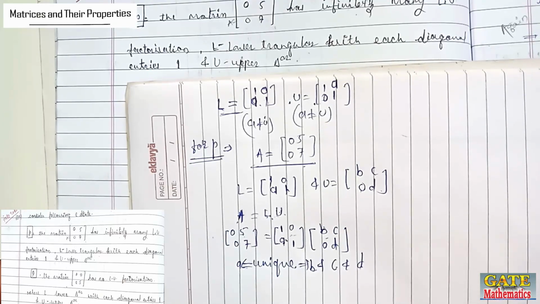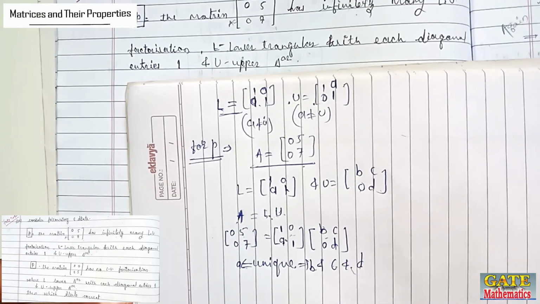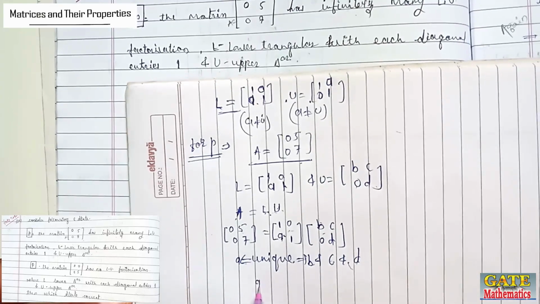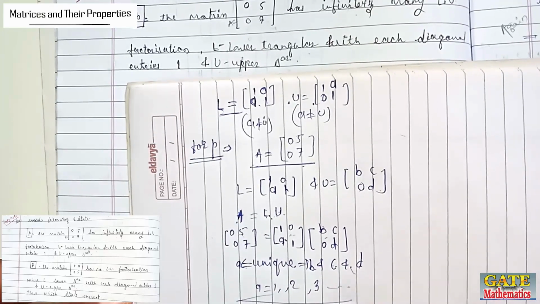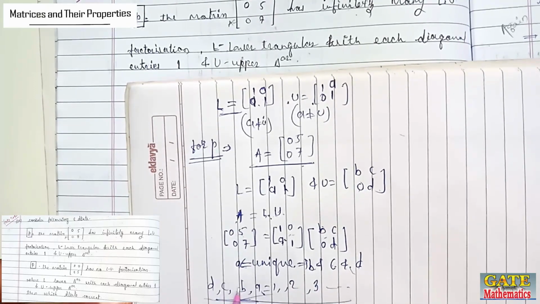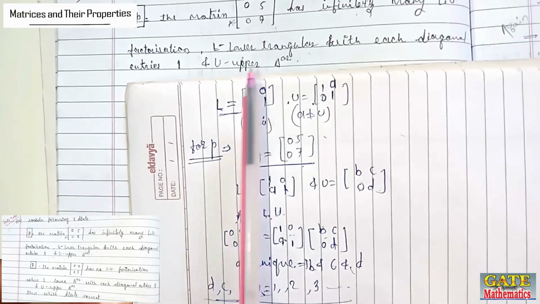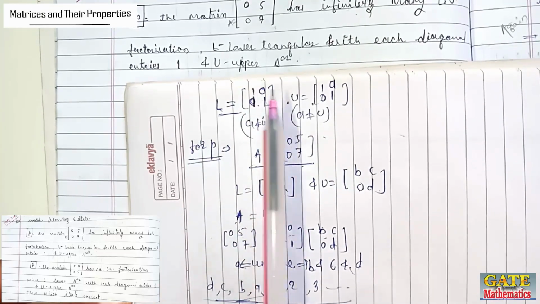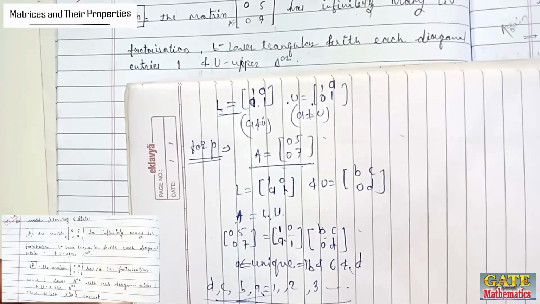Or a unique decomposition. But if any one of the values like a, b, c, d can take more than n values, so if the value for a can be 1, 2, 3 and so on, infinitely many values for a, infinitely many values for b, c and d, if this is possible, then we say that our given LU factorization has infinitely many LU factorizations. The given matrix has infinitely many LU factorizations.